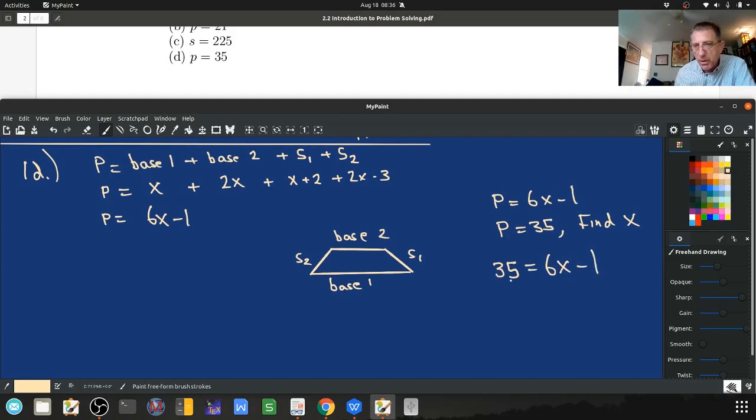So I want the 1 on the other side, so I add 1 to both sides. So 36 is equal to 6x. So I know how many 6x's are. I want to know how many 1x is. So I divide both sides by 6. So the result is that our side length, x, is equal to 6.